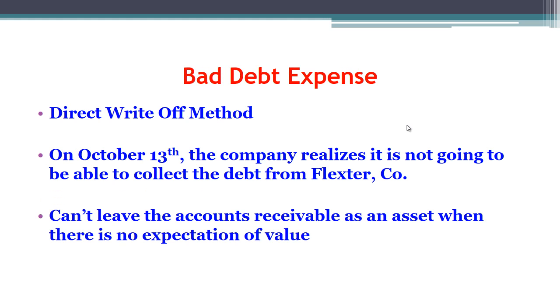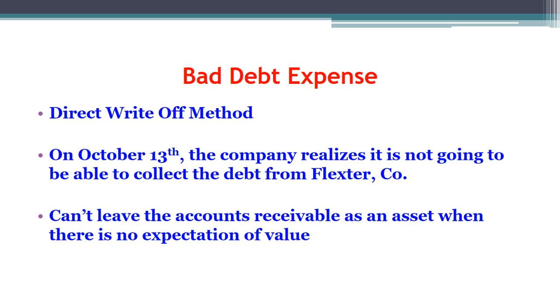So that's what we're doing in this next section here. We are first going to start off with the simple approach known as the direct write-off method. So in this case, on October 13th. It started on July 13th, and after 90 days or 3 months to October 13th, we realize, hey, we're not going to be able to collect the debt from Flexter. At this point, we're ready to write it off.